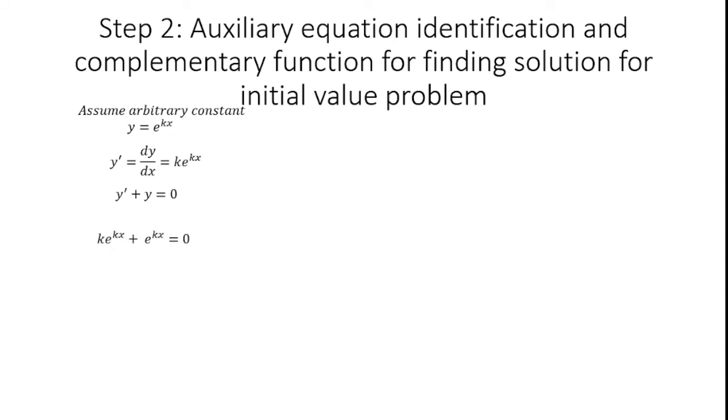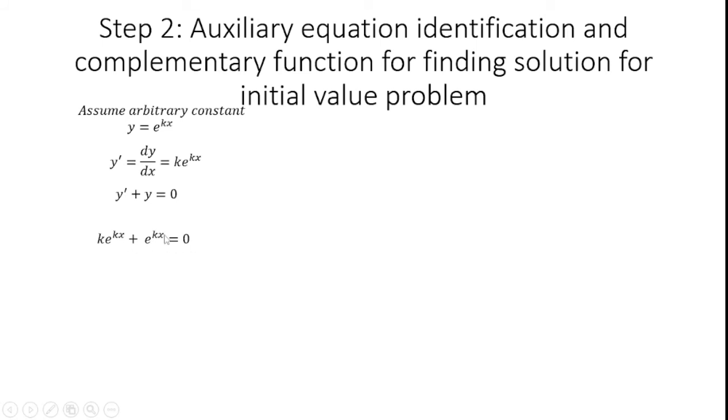Then I can substitute the value for y dash and the value for y. Already I found that y dash is equal to k into e power kx. So I substitute the y dash value plus y. Already I assumed the solution y is equal to e power kx. So I substituted here so that I can get the auxiliary equation as k e power kx plus e power kx is equal to 0.